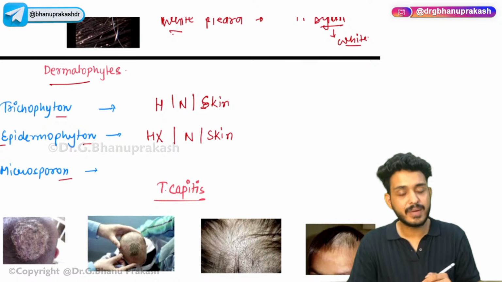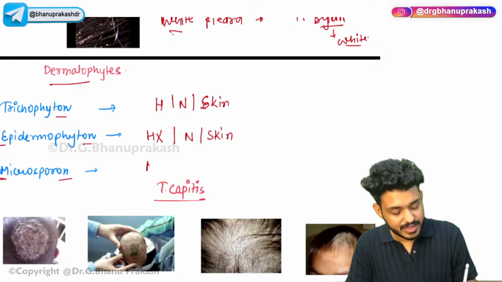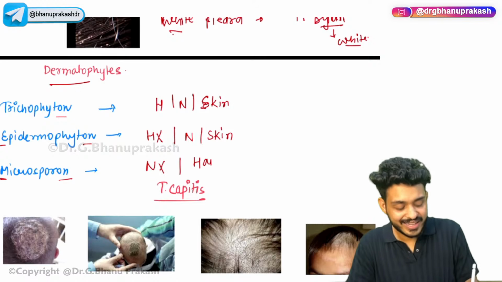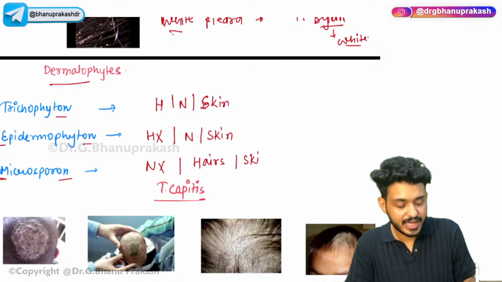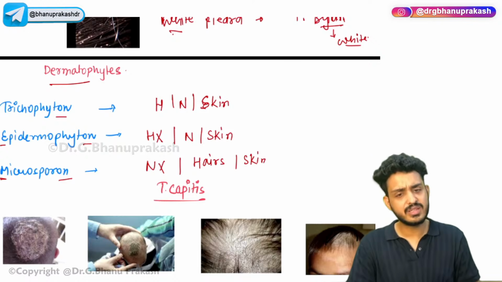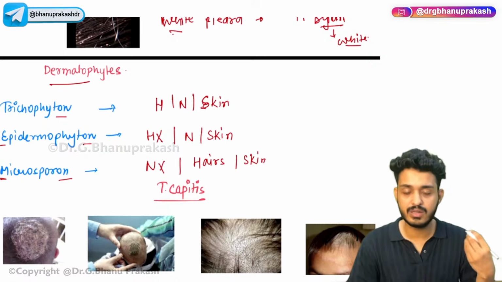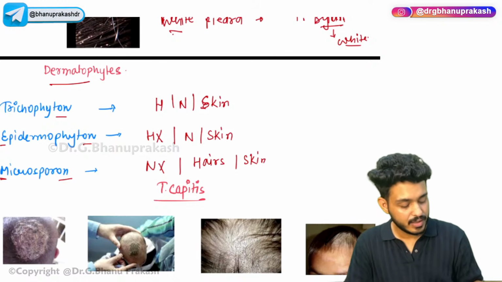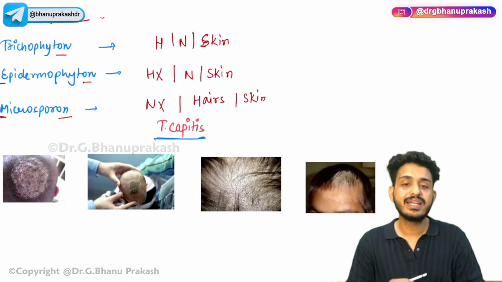Third one is Microsporum. So after M there is N, so it will not affect nails, okay, and it will be affecting your hairs and your skin. Just remember like that. Okay, in microbiology you must have seen the structures, pencil shape lesions, conidia, microconidia, you must have seen that. Okay, now we will be discussing the tinea capitis.